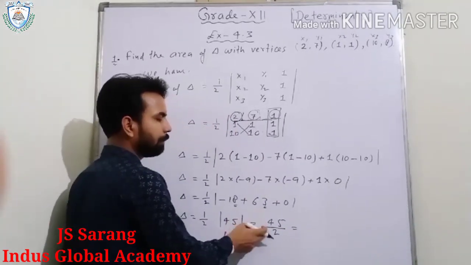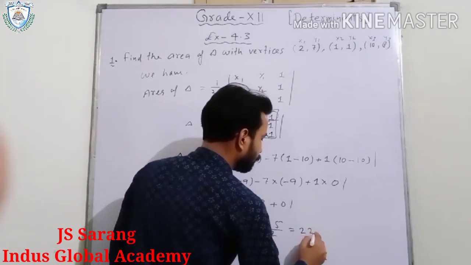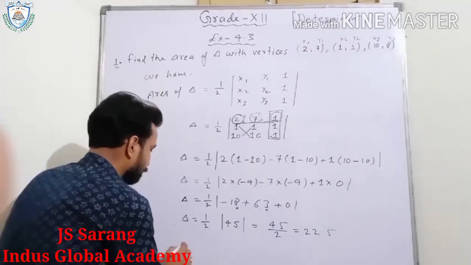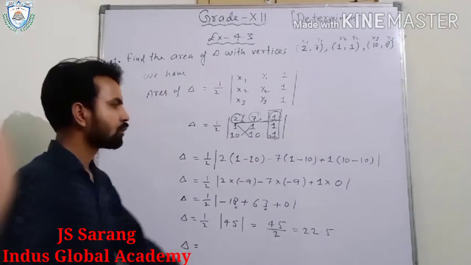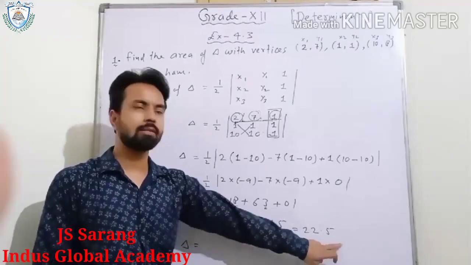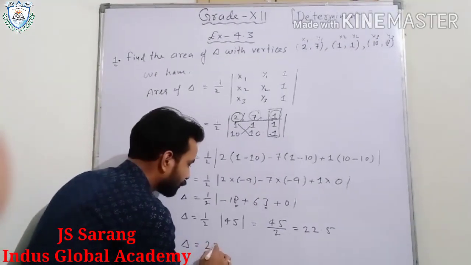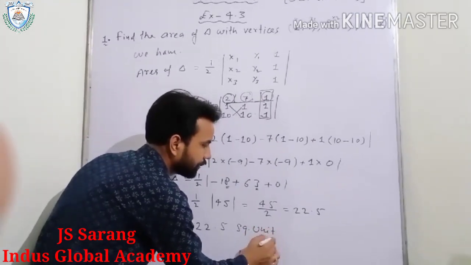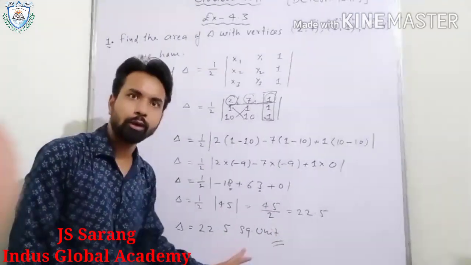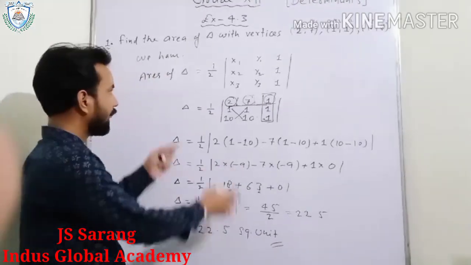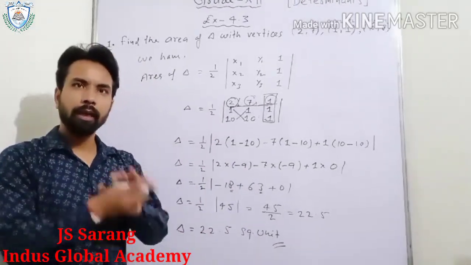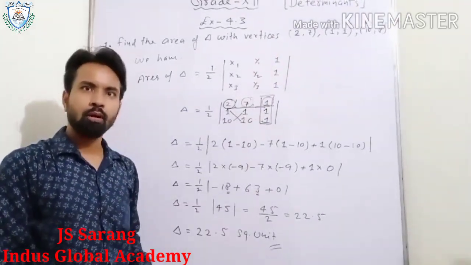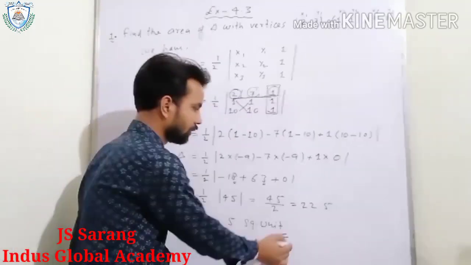If we divide 45 by 2, we get 22.5. But this is the area of a triangle, so we have to put the unit of area also. So delta equals 22.5 square unit. This is the unit of area; square unit you have to put here. So by this method we can find out the area of a triangle if the 3 vertices of the triangle are given. Hope it is clear to everyone. Good.